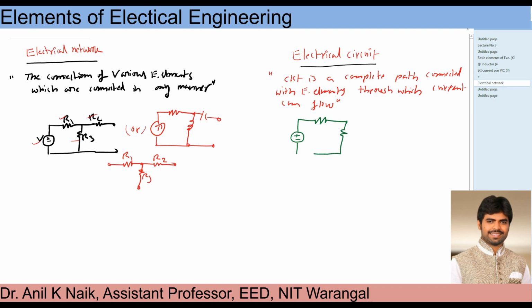So I can say this is an electrical circuit. Why is it an electrical circuit? It has a complete path to flow a current or circulate a current through this particular path. So my current is completely circulating in this circuit. So this is called an electrical circuit.